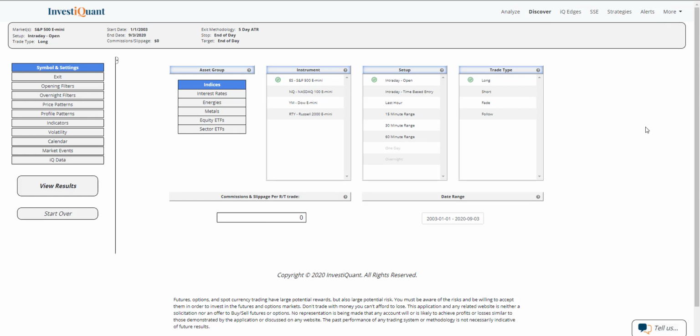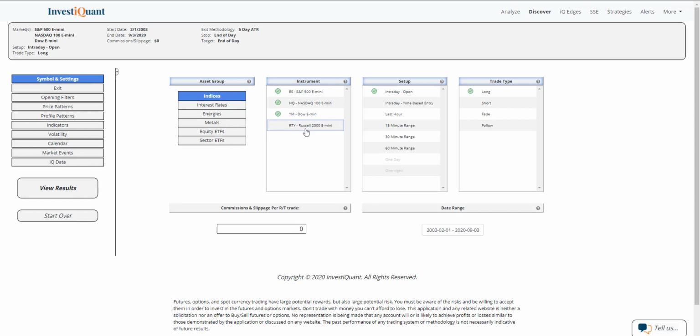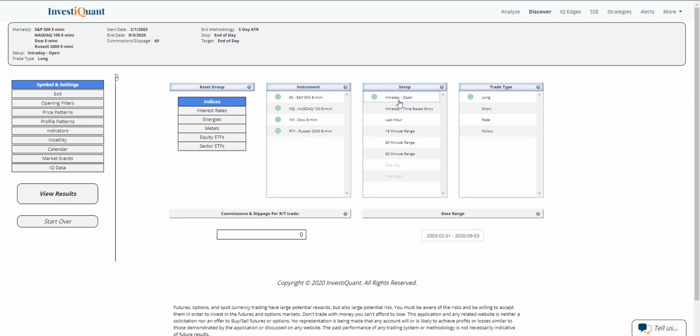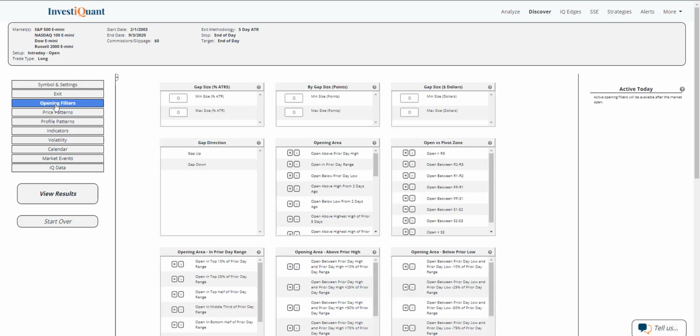But instead of going in there and loading it, I want to build this out so you can see how I do it. And I'm going to do so by going into symbols and settings, selecting all four instruments. And we will be looking at the setup of intraday open, so that is getting long at 9:30 a.m. Eastern Time, exiting at the close of regular trading hours, which is 4:15 p.m. Eastern Time.